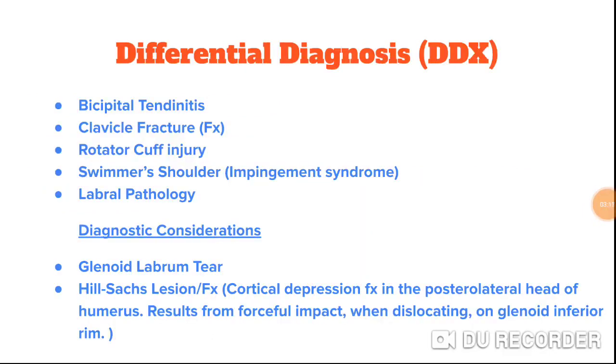Some differential diagnoses, we have a few: bicipital tendonitis, clavicle fracture, rotator cuff injury, swimmer's shoulder, also known as impingement syndrome, and labral pathology. And then some considerations: there could be a glenoid labrum tear, or there could also be a Hill-Sachs lesion or fracture. Those of you that don't know what that is, it's basically a depression fracture in the head of the humerus. That often results in dislocations when there's forceful impact between the inferior rim of the glenoid and the humeral head.